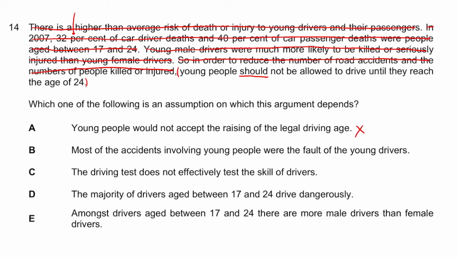Most of the accidents involving young people were the fault of young drivers. Yeah, I think this is going to be a good one, because you're saying that young people should not be allowed to drive until they reach the age of 24, but you're assuming that the cause of these statistics was the drivers themselves, right? You don't know, for example, if the cause was poor road conditions which these drivers were tending to use, right? So you're assuming that it was the fault of the drivers for you to implement this change. So this is actually quite good. I'm quite confident it will be that, but we'll go through all of them.